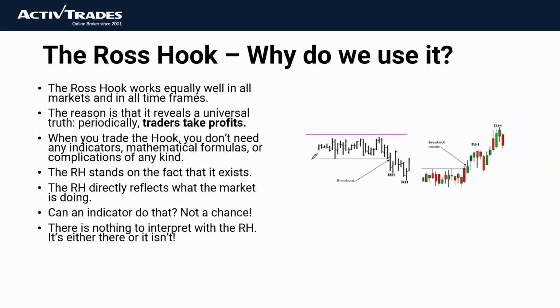So even here, in that little bit of consolidation, price breaks out, and then basically price pulls back there, doesn't it, and creates that Ross hook. That's because there's somebody taking profit, and for whatever reason, it doesn't really matter what the reason is.